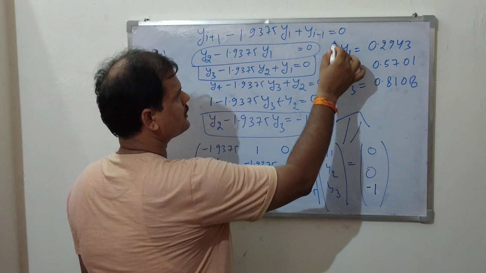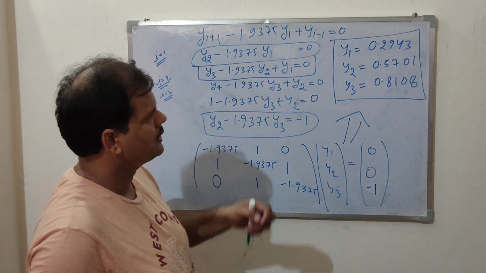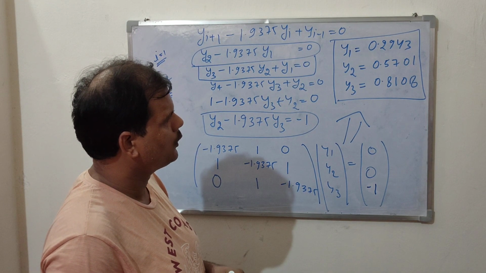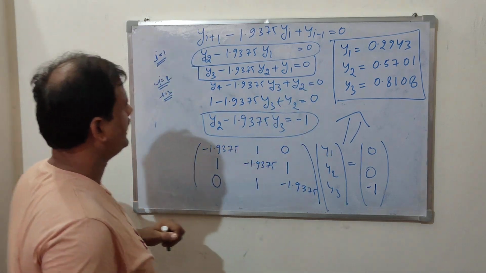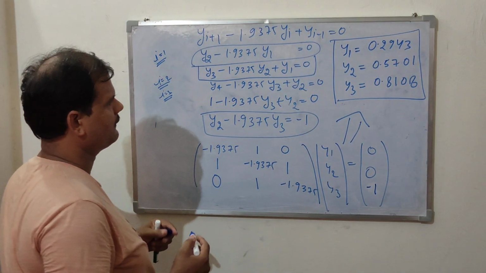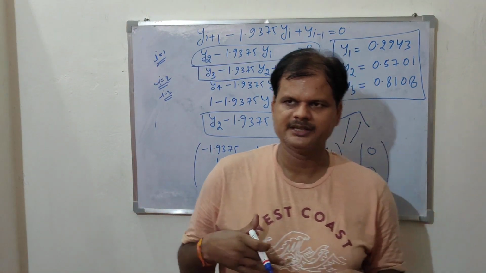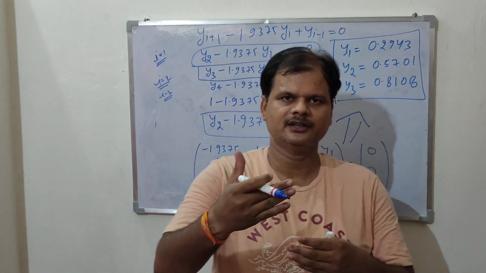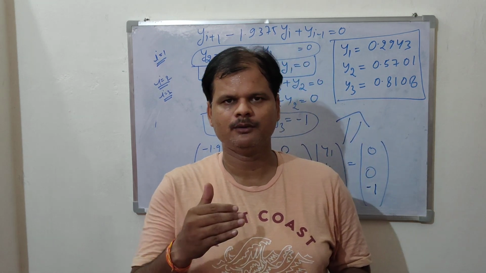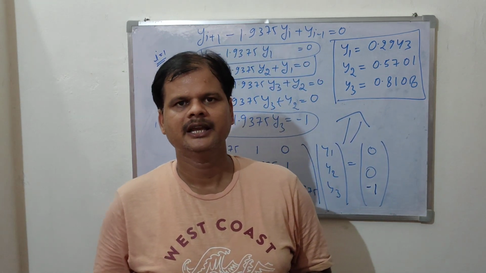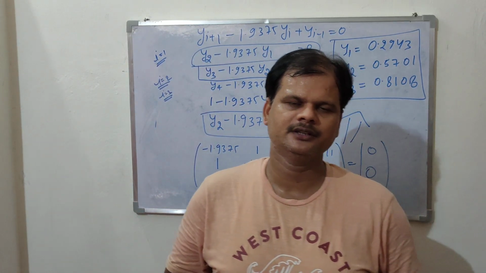If we simplify, we get y1 equal to 0.2943, y2 equal to 0.5701, y3 equal to 0.8108. These are the solutions at the interior points. So we have seen how, using finite difference approximation, the differential equation converts into a difference equation, and with that we get a system of linear algebraic equations, and then we can solve using any method. We have a lot of methods to solve a system of linear equations and get the solution.